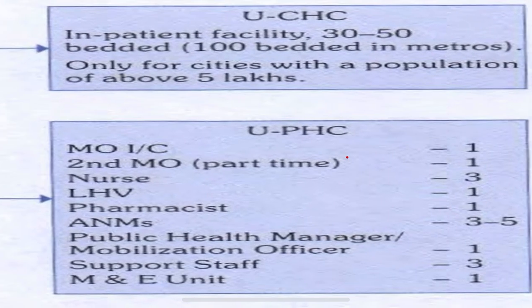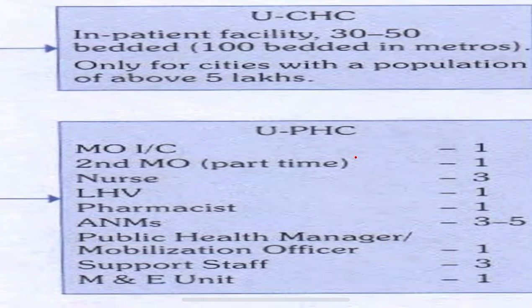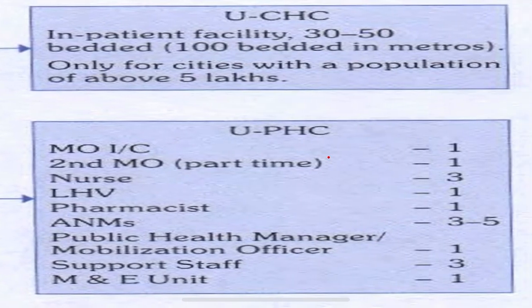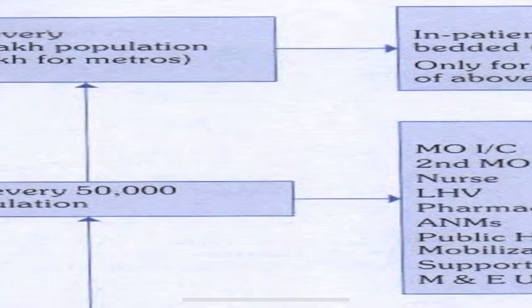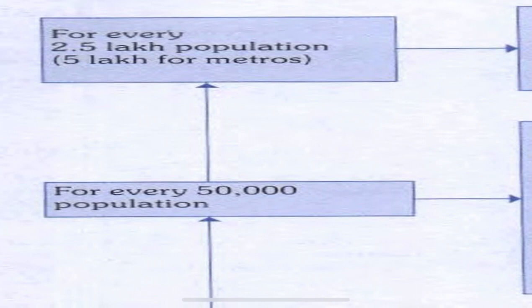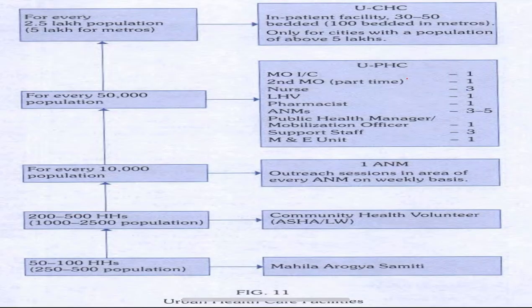Then we have CHC at the district level. At the district level, CHC's inpatient facility is 30 to 50 bedded, and a 100 bedded facility will be provided in metropolitan cities and cities with a population of about 5 lakhs. It is covering about 2.5 lakh population, and each CHC will be allotted for about 5 lakh population. Okay.